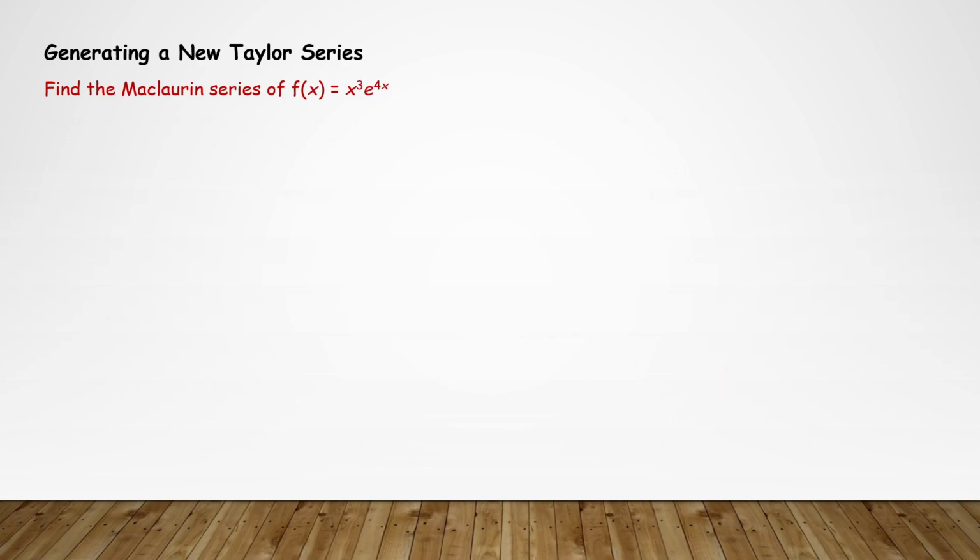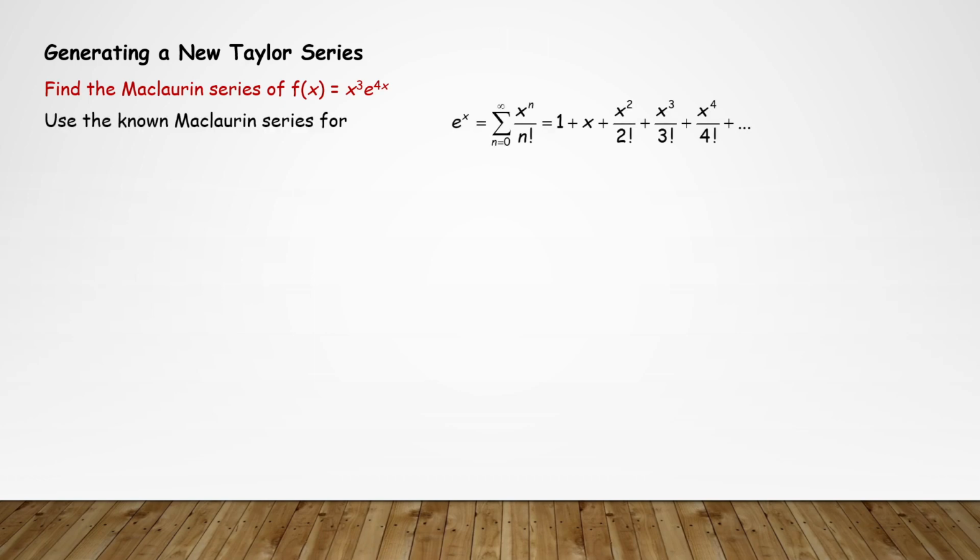For our final example, let's find the Maclaurin series of f of x equals x cubed times e to the 4x. We will need our Maclaurin series representation of e to the x. That's the summation of x to the n over n factorial as n goes from 0 to infinity. If you wish to expand the series out, it would be 1 plus x plus x squared over 2 factorial plus x cubed over 3 factorial plus x to the 4th over 4 factorial, and so on.